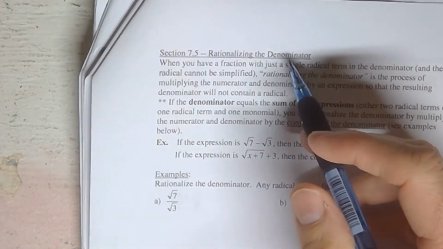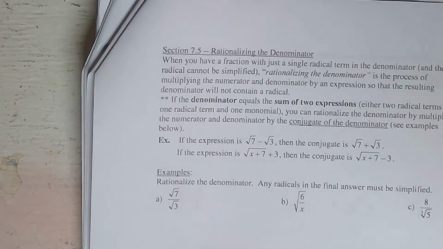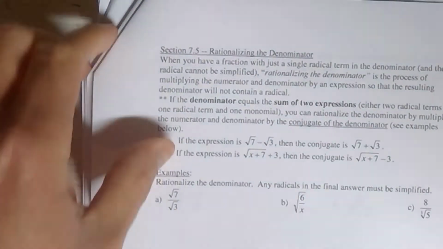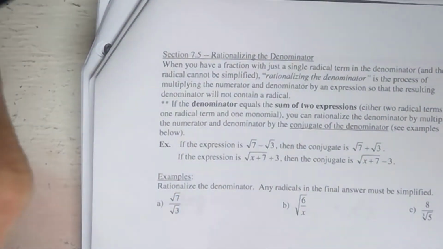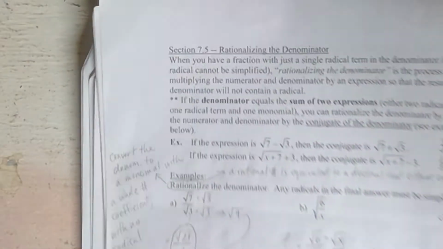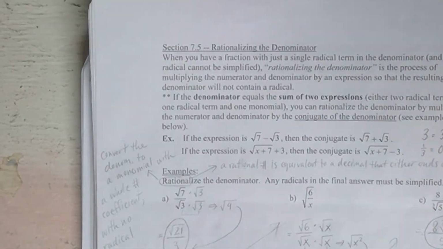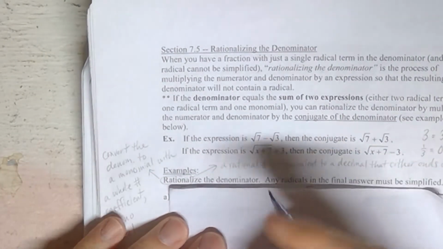The concept is rationalizing the denominator. And before I go into some additional details, I want to mention, as I pull up another sheet here in just a minute, what does rationalizing the denominator mean? It means that we need to take the denominator and convert it to what? Let's take a look at that here.